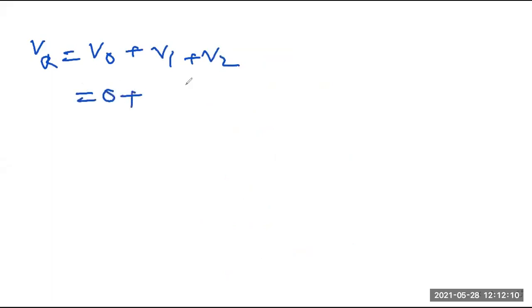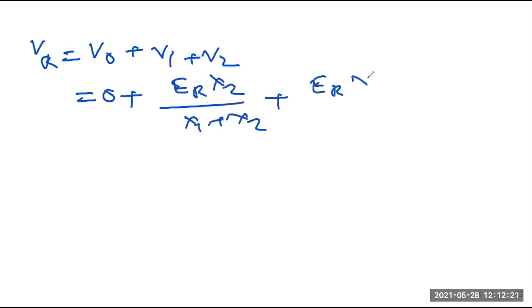Now we are going to calculate VR. VR will be equal to how much? That is V0 plus V1 plus V2. V0 is 0. So VR is ER X2 by X1 plus X2. Yes or no? Please, if I'm wrong, please tell me. This is the expression or something else?